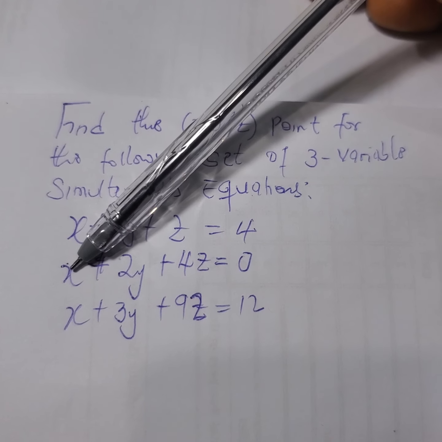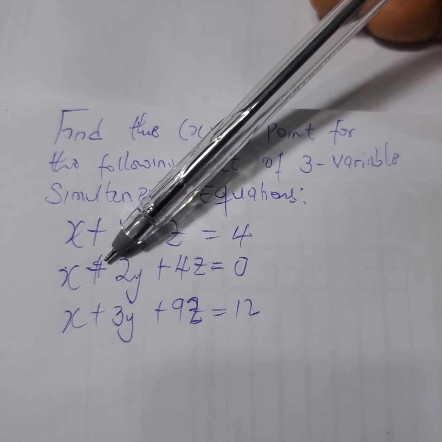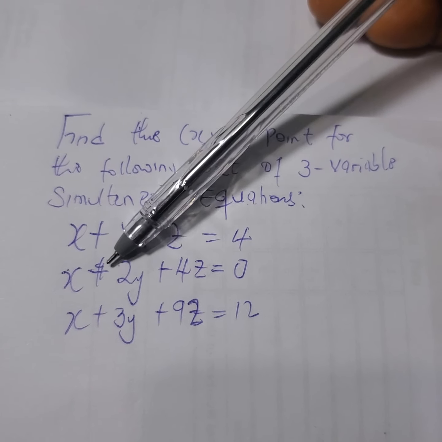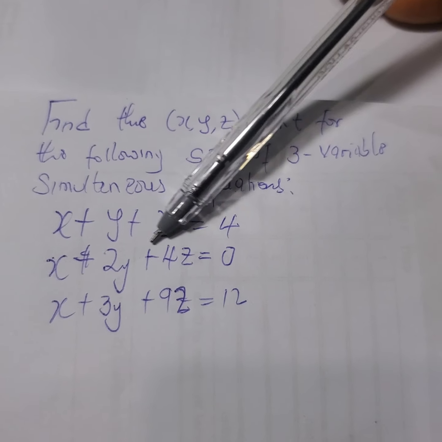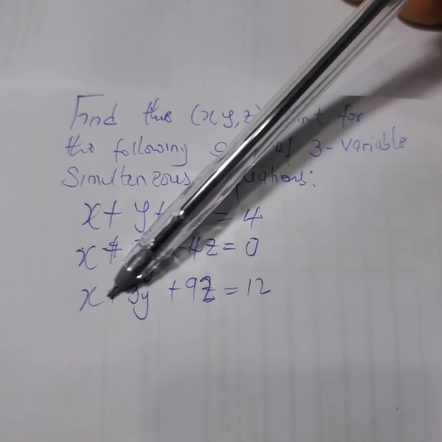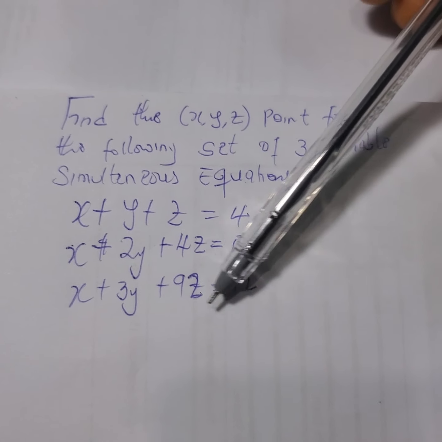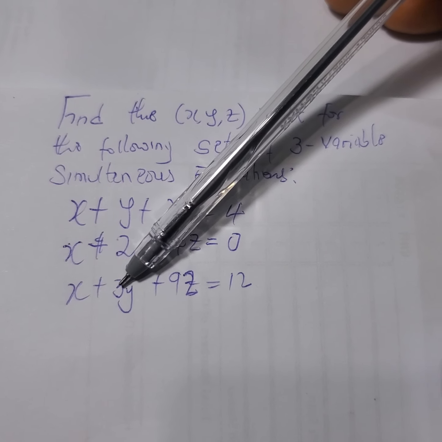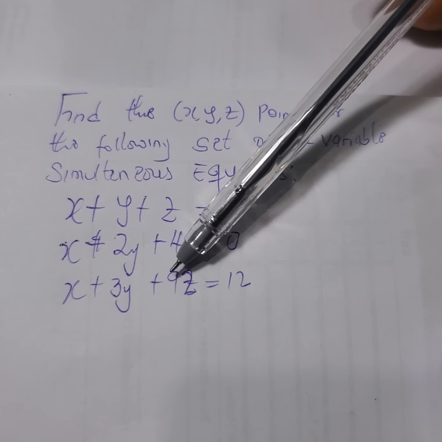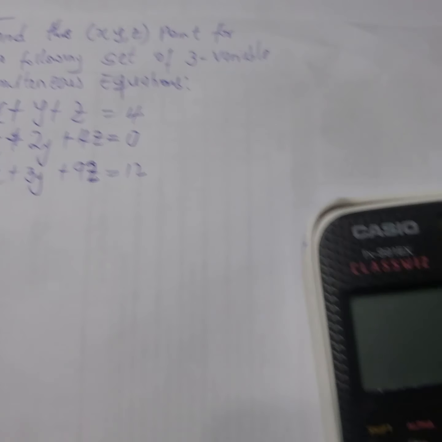The coefficient for variable x here is 1. The coefficient of variable y here is +2. That is the number together with the sign. The coefficient of variable z is +4. For the first set of the linear equation, the coefficient here is 1, the coefficient here is +3, and the coefficient here is +9. So we should have an idea of this before the solution.